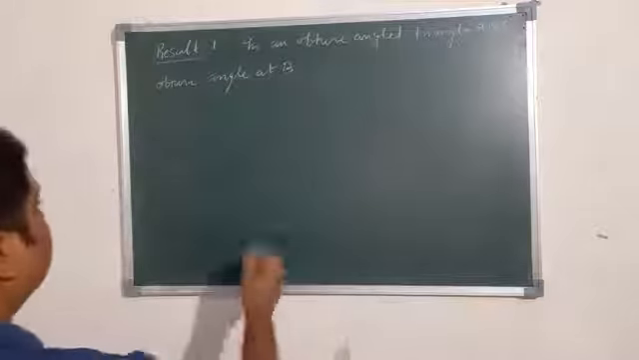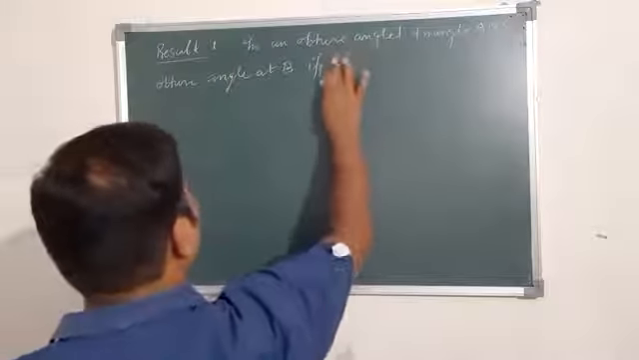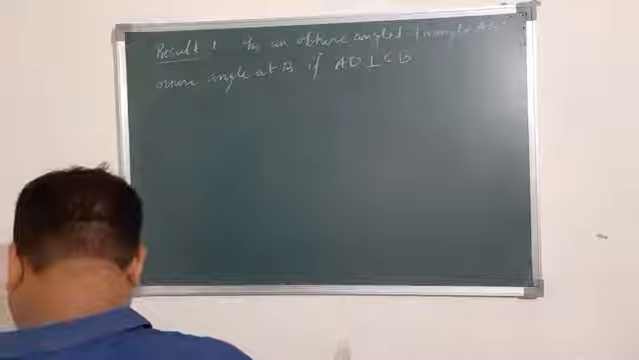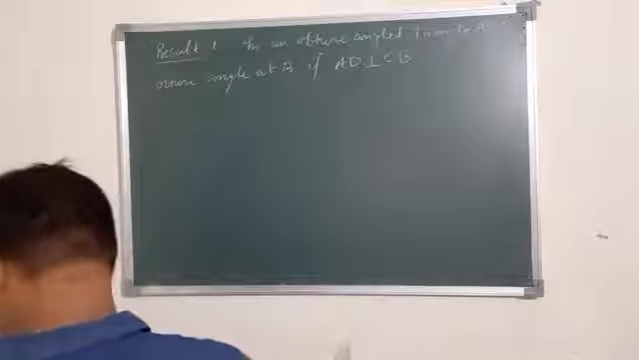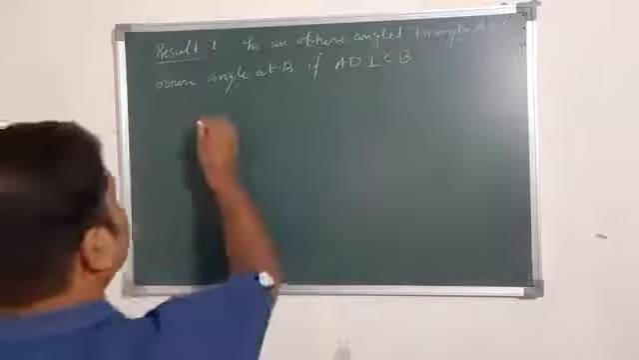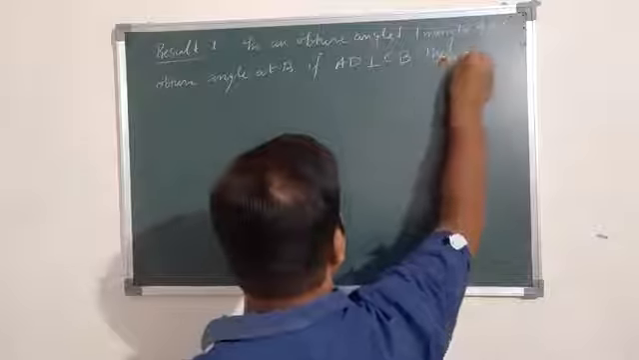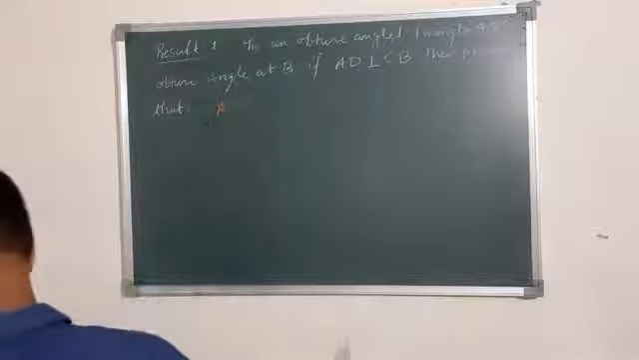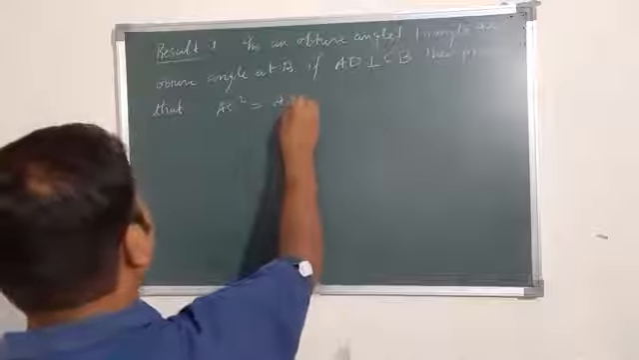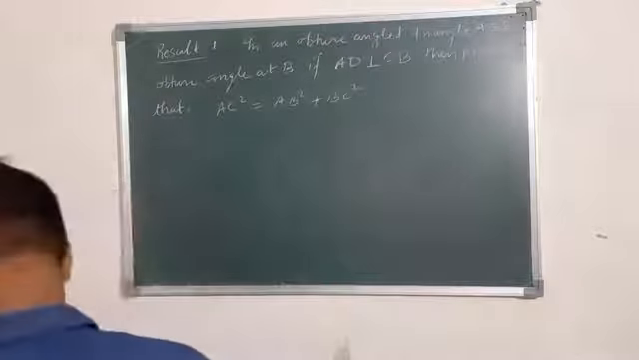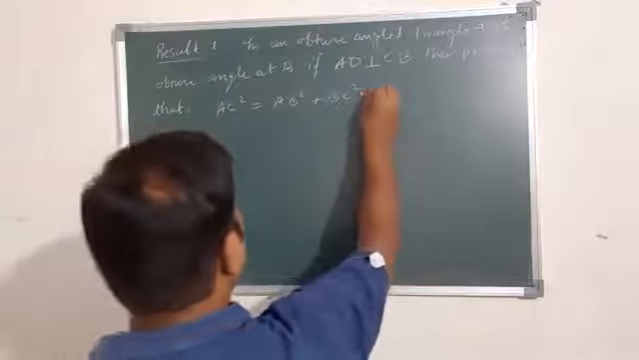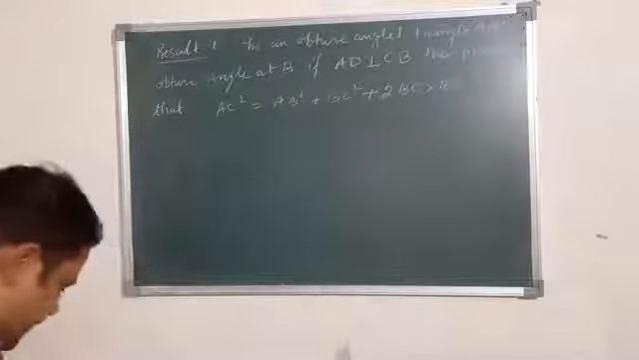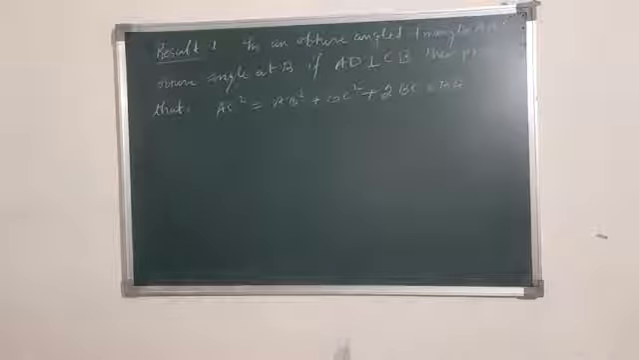if AD is perpendicular to CB, then prove that AC square is equal to AB square plus BC square plus 2BC cross BD.